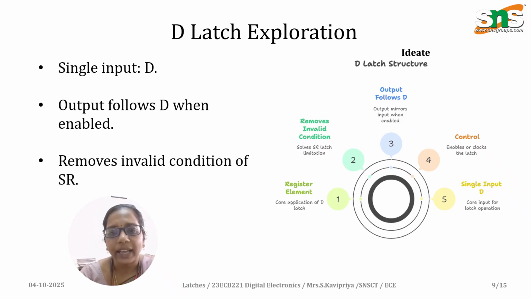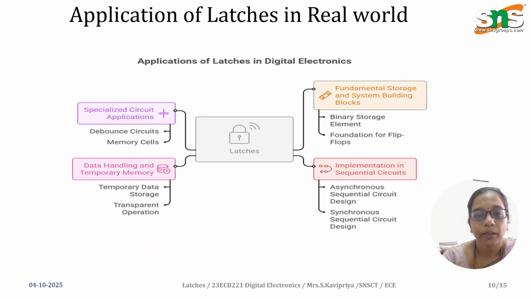And next is the D latch. The D latch is meant for applications which require a single data input. So we have a single input, and the output follows the data input. Whatever value we have in D, we get the same value as the output. The main drawback of the SR latch is the invalid condition when both the inputs are 1, 1, which is overcome in the D latch. And next are the applications of latches in the real world.